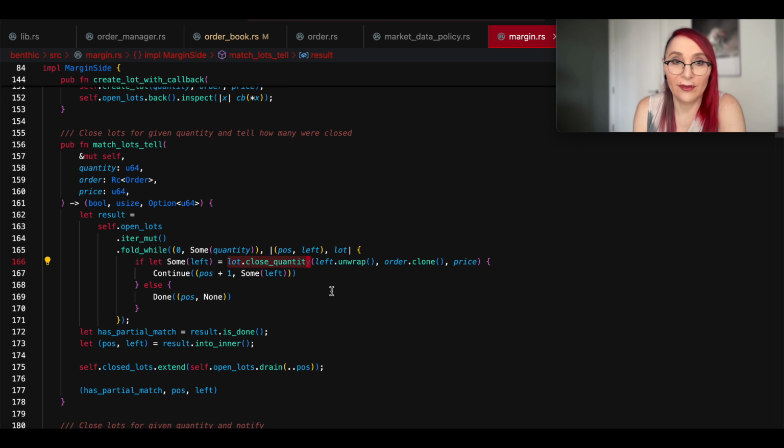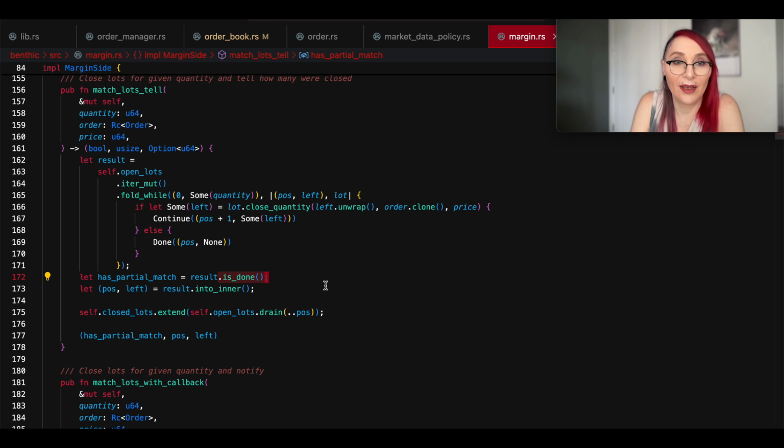Now this fold while returns a struct, fold while, which has is done, okay? So is done will tell us if we reached this branch or not. And this is critical because, depending on whether it is done or not, we will know if there was a partial match or not. And we return this to the caller so that the caller will know if the first entry of the open lots has been partially matched or not.